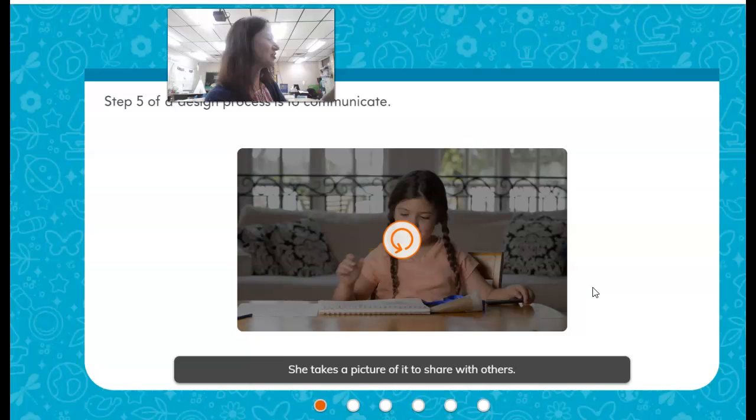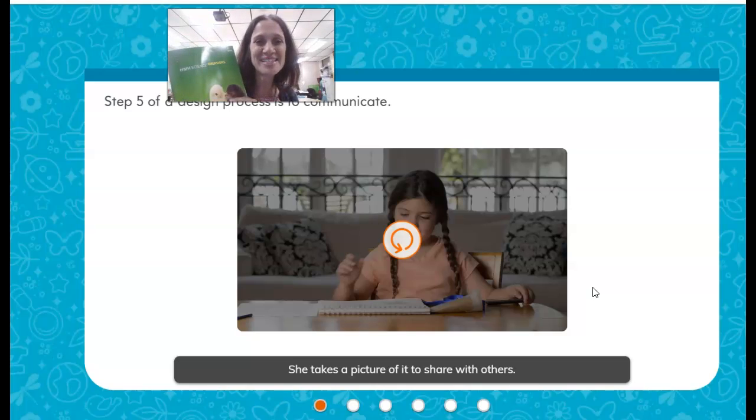So Tara draws her final solution and takes a picture of her drawing. You can take photos of it, you can draw it, you can write notes about it, but other people would love to see what you've done. It might help them out. So we can take photos, we can draw, or we can write notes about our invention that we made to make someone's life better.